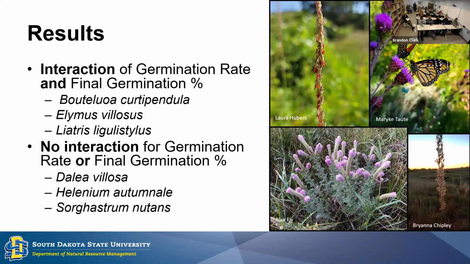Lastly, to summarize both germination rate and final germination, there's an interaction for both responses for 3 species: Eutrochium (Udula) pendulus, Helenium villosus, Hairy Wildbright, and Liatris ligulistylis, Rocky Mountain Blazing Star. There was no interaction for germination rate or final germination percentage for Dalea villosa, Helenium autumnale, and Sorghastrum nutans.